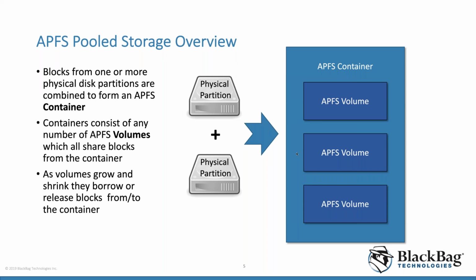The blocks from these physical partitions are combined together to form what they call an APFS container. And a container is just a logical collection of the blocks from the various physical partitions. They may not be contiguous. In fact, in the case of fusion drives, they're definitely not contiguous, but they can be used and shared among any number of APFS volumes. APFS volumes are very lightweight. You can create as many as you like, up to some reasonable limit. And as these volumes grow or shrink, they borrow and return blocks back to the APFS container.